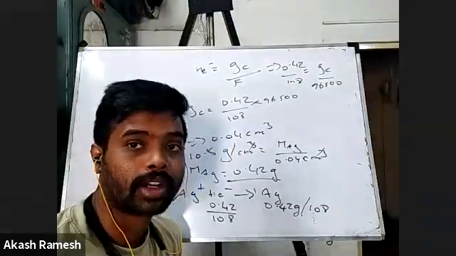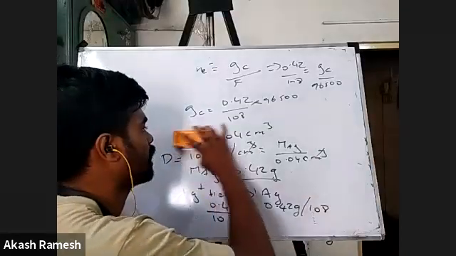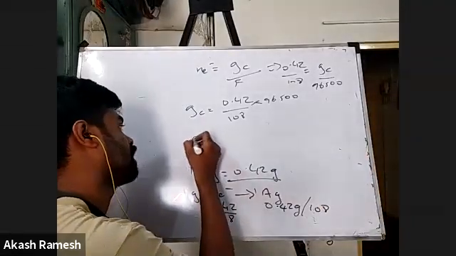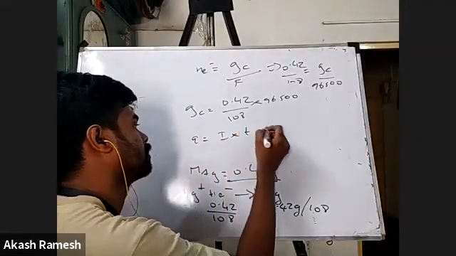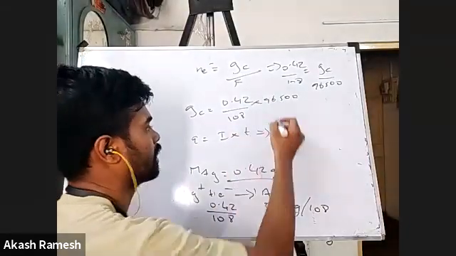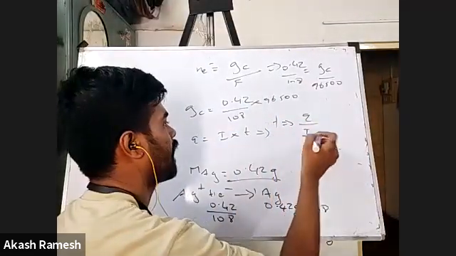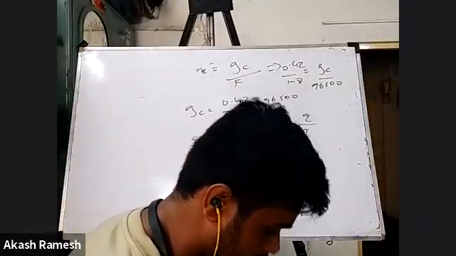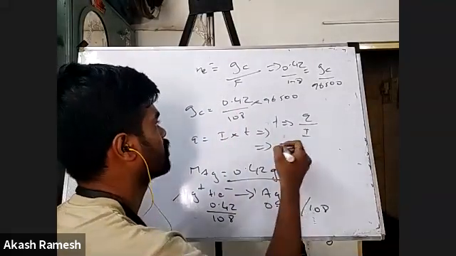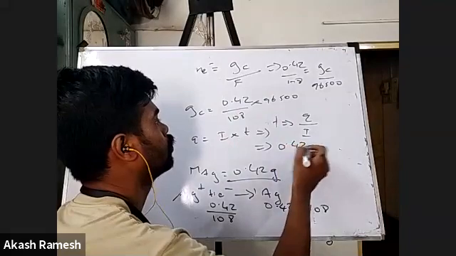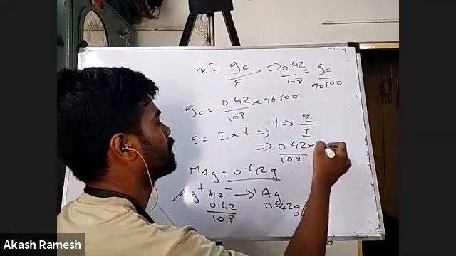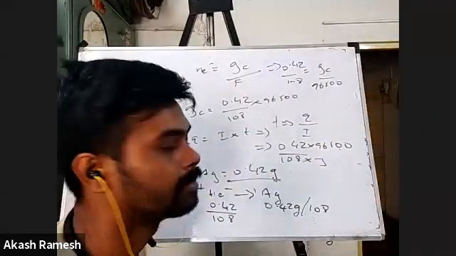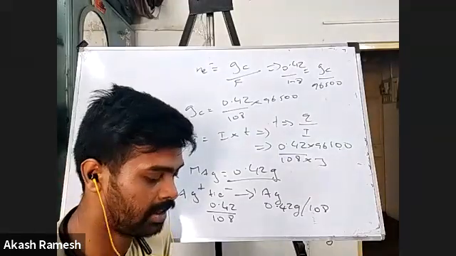Now they are asking you time, right? So time is asked. So charge is equal to I into T, or I can write T is equal to Q divided by I. It is given as 3 amperes. So charge is 0.42 divided by 108 into 96,500, and the I value is 3. That's it. Now you can calculate and get the answer.